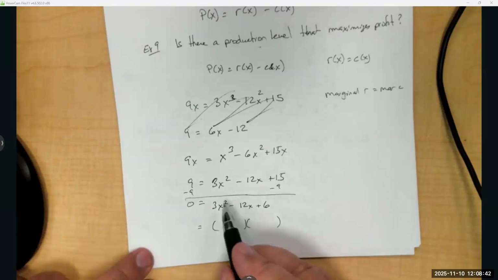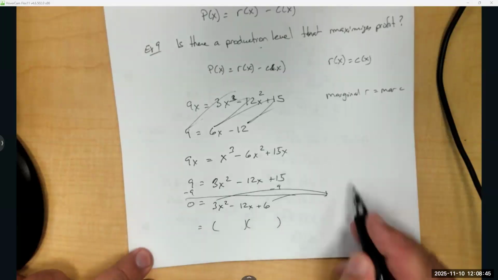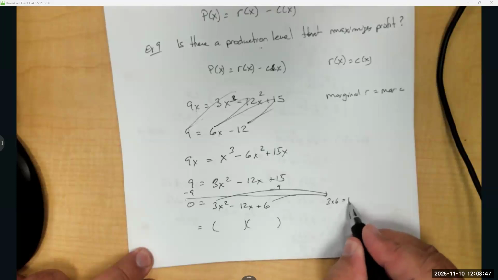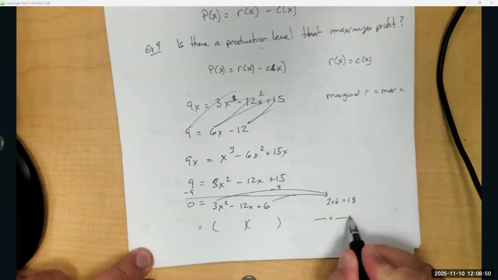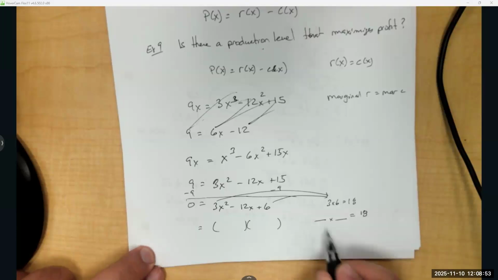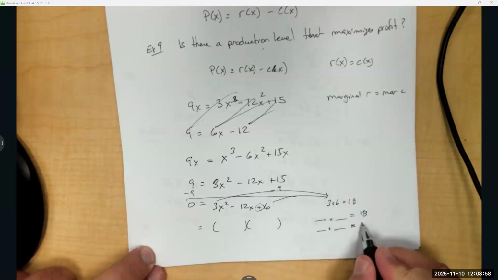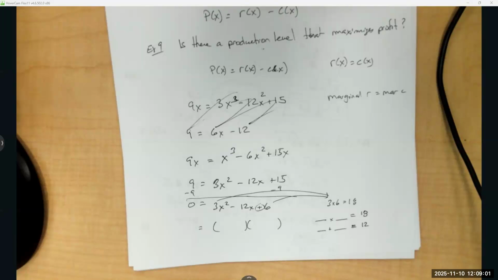Let's hope they're integers. So take the first term and the last term. 3 times 6 is 18. So what two numbers multiply to equal 18, and when you add them, equal 12? Or is there one? 6 times 2, that won't work. 6 times 3, that's 9. 9 times 2 is 11. So we can't factor. What do we have to use then if we can't factor?